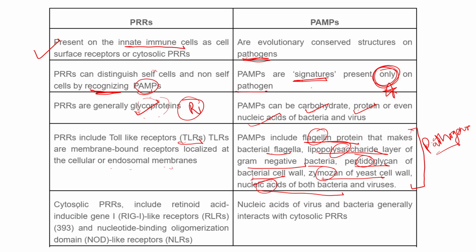The next is the cytosolic PRRs, which include retinoic acid inducible gene I, that is RIG-I, like receptors, that is RLR. So PRRs include TLR, RLR, and NLR, these three types of receptors. The nucleic acid of viruses and bacteria generally interacts mainly with the cytosolic PRRs. So don't get confused between PRR and PAMP. PRRs are present on the host. These PAMPs are exclusively found on the pathogen surface. So don't get confused.